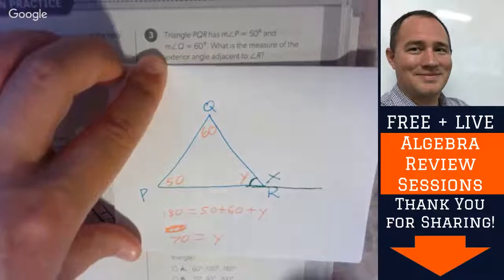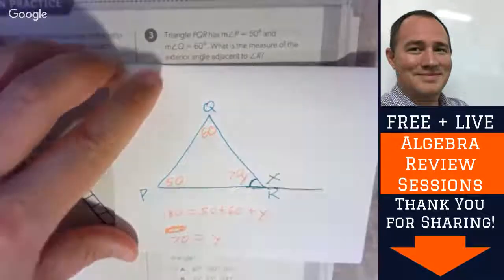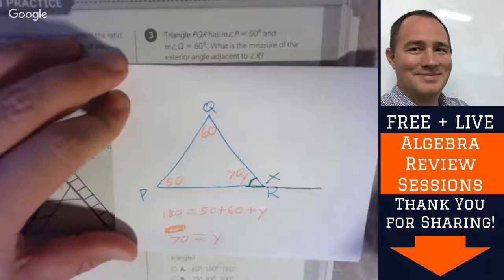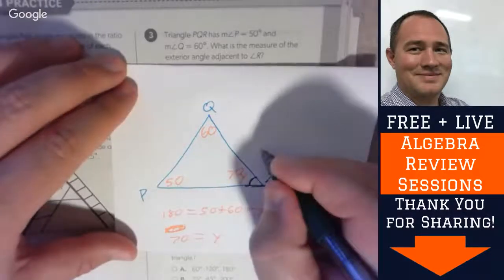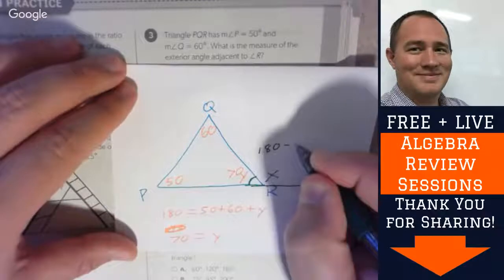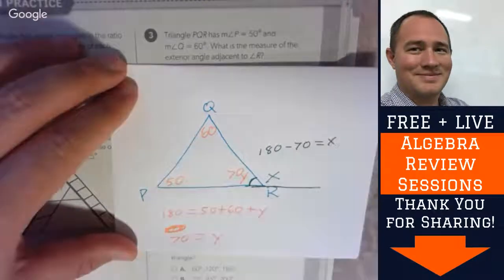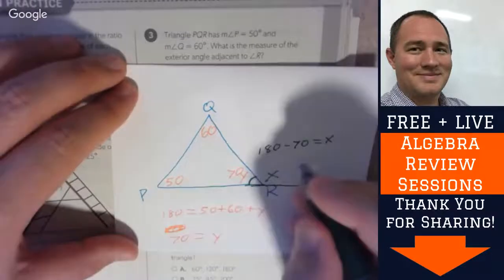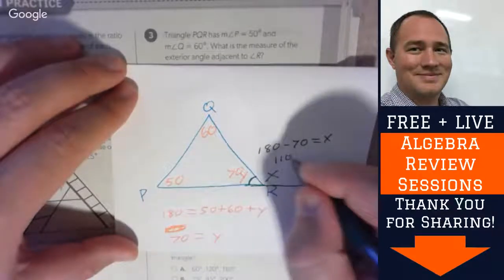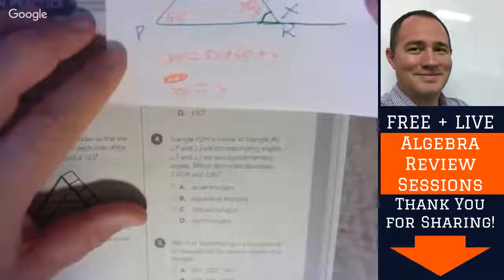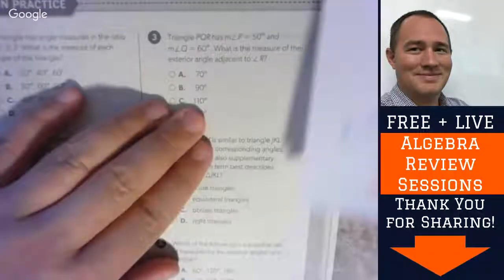So if Y is 70, now we're only one step away from finding X. So we do 180 minus 70 equals X. That's what we're looking for. So that's going to be 110 equals X. So the angle they're looking for is 110. C.